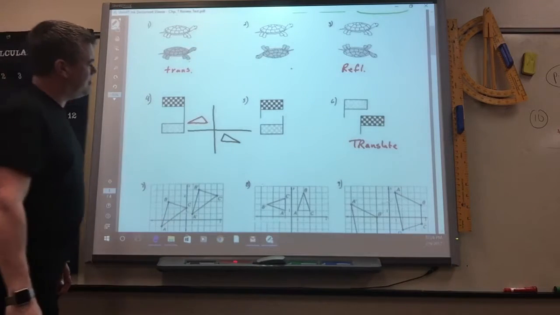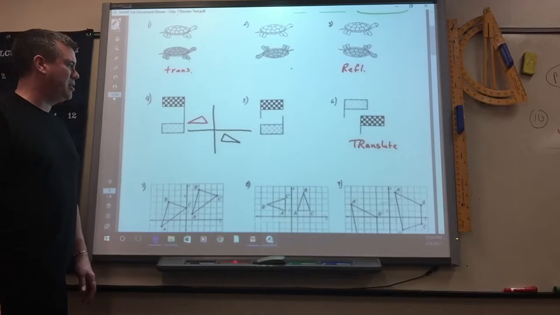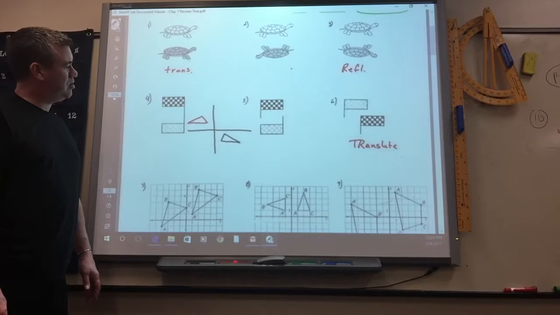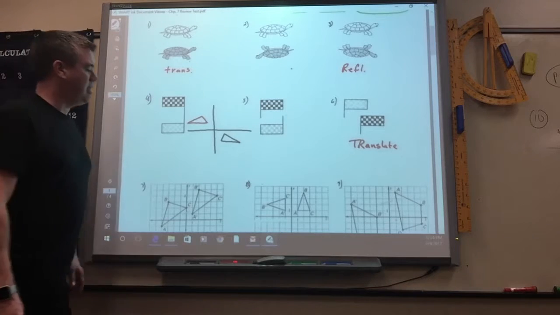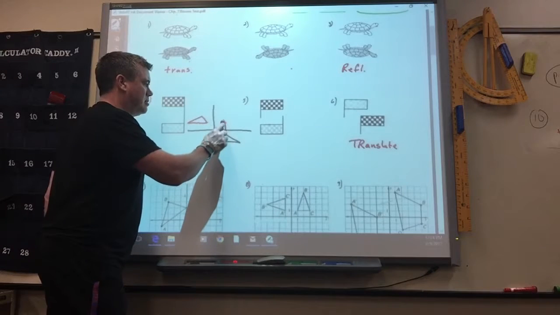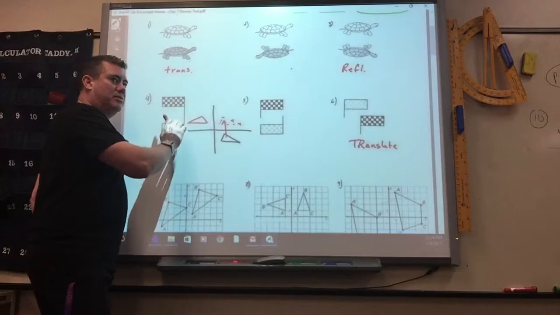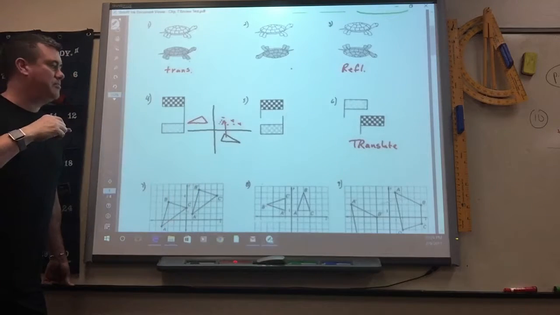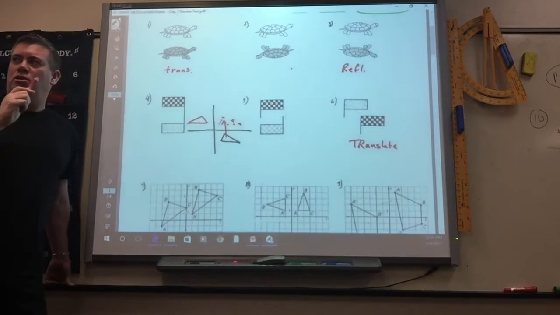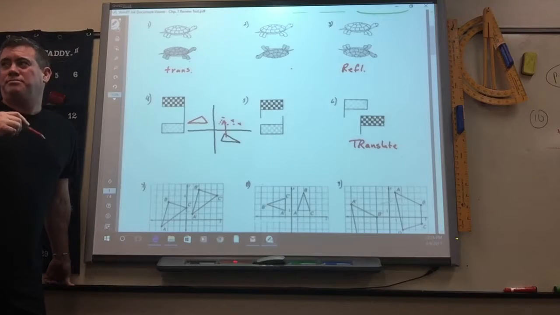Okay. This one could be a couple of different things. No, it couldn't either. If this was slid up here and then flipped, this is an example of a glide reflection. Will there be 3 images? No, it'll just be 2.